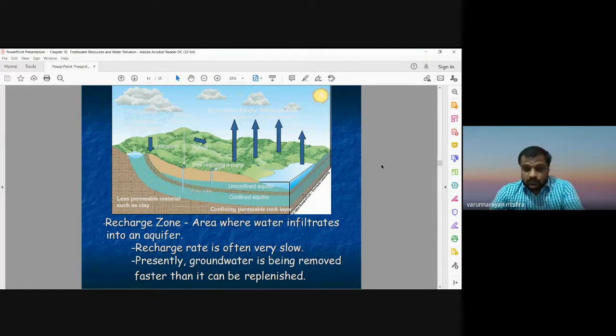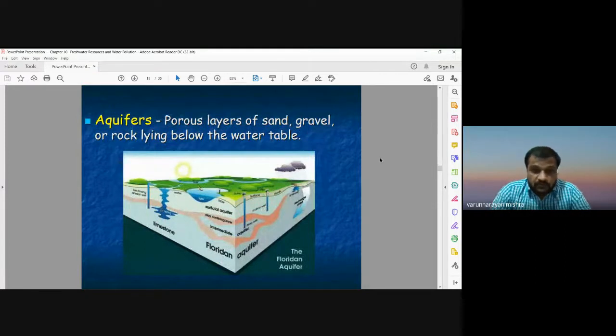Okay, so now moving to the next slide, what is an aquifer? As we all know, aquifers are the porous layers of sand, gravel, or rock lying below the water table. Okay, you must have studied this aquifer in your previous semesters. It's a porous layer of sand, it may be gravel or any kind of rock that is lying below the water table. So all the aquifers will hold some amount of water. Water is stored in the aquifers. So it is very important to replenish the aquifers by the infiltration process or by underground water recharging.